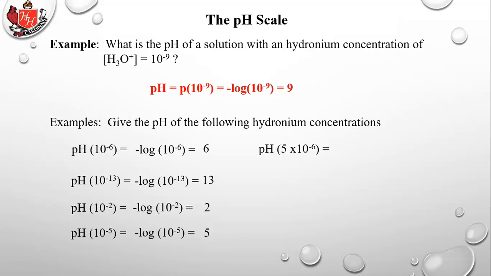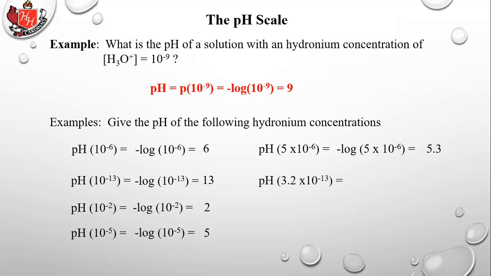So even though 5 times 10 to the negative 6 is a larger number than 10 to the negative 6, the pH value, just because of the way the math works out, goes down to a number lower than 6. So there it is. It's negative log of 5 times 10 to the negative 6th. And if you were to compute that, it's going to be 5.3. So it went from 6 down to 5.3. That means it's a stronger acid. Higher hydronium ion concentration, H3O plus, means stronger acid, so the pH goes down.